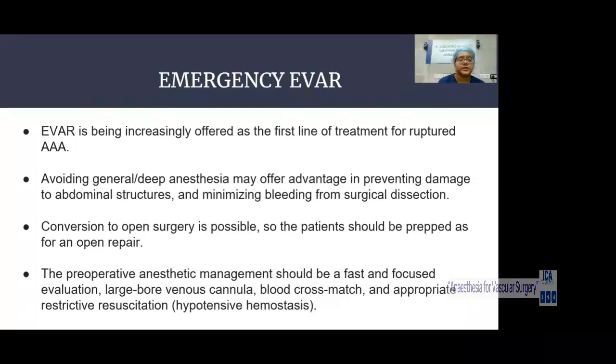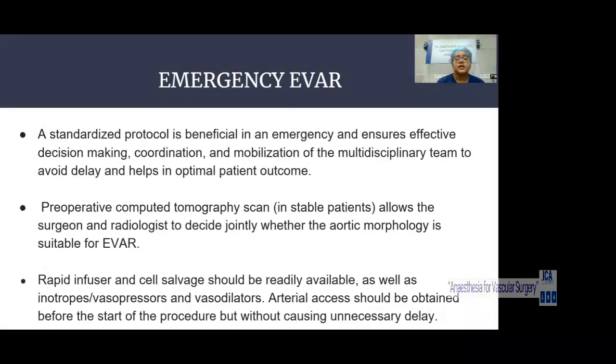Emergency endovascular repair is becoming increasingly common, as endovascular repair is being offered as the first line of treatment in case of emergency. Conversion to open surgery is possible, so patients should be prepped as for an open repair. The preoperative anesthetic management should be fast and focused. A standardized protocol is beneficial in an emergency and ensures effective decision-making, coordination, and mobilization of the multidisciplinary team to avoid any delay and helps in better patient outcomes.